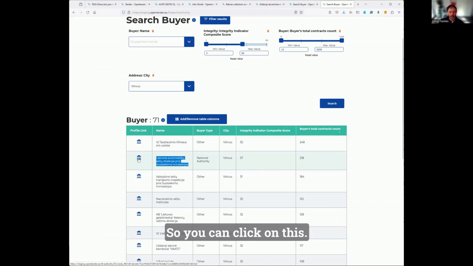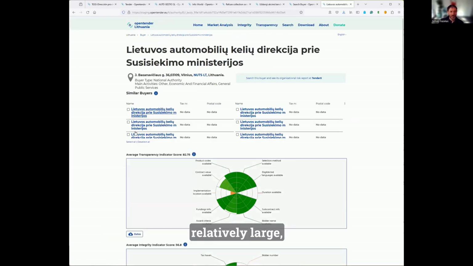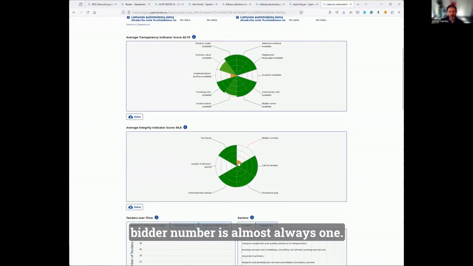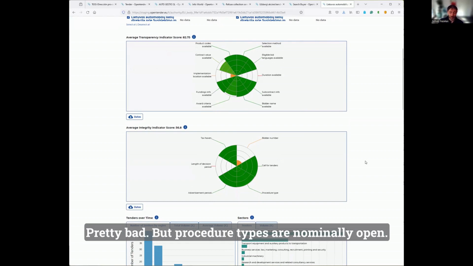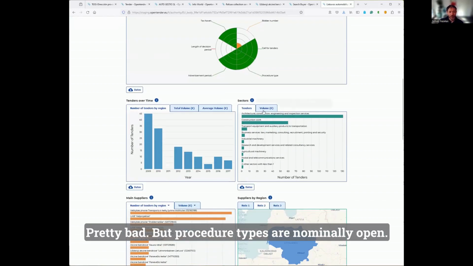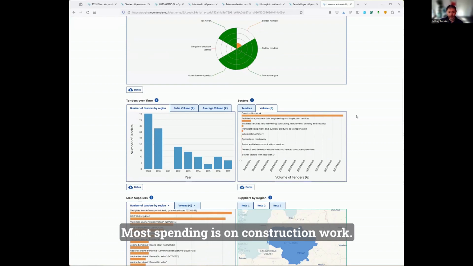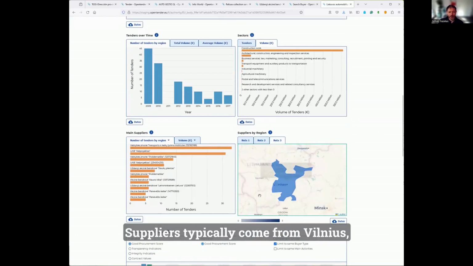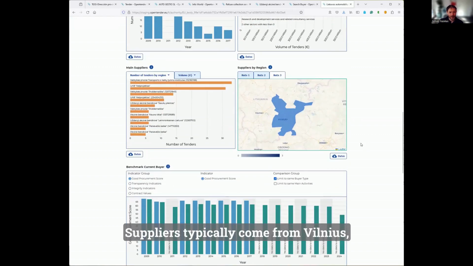So you can click on this, moderate risk, relatively large. Bidder number is almost always 1. Okay, so that's quite a thing. In 27% there are multiple bidders, in the other 73% there is only 1 bidder. Pretty bad, but procedure types are nominally open. Most spending is on construction work. Okay, it's not surprising. Suppliers typically come from Vilnius, so that's great.